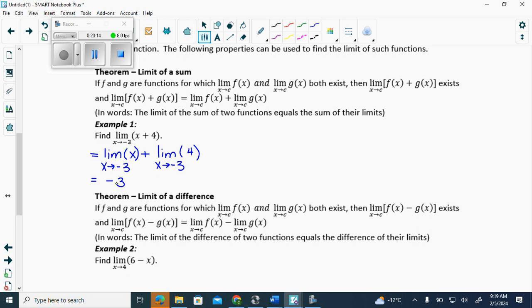The limit as x approaches negative 3 of 4. 4 is a horizontal line at y equals 4. What's the value of y always going to be? 4. So when you take the limit of a constant function, it is what that value is. Because at negative 3, it's going to be 4. At 7, it's going to be 4. At positive infinity, it's going to be 4. At negative infinity, it's going to be 4. It's a horizontal line at 4, right? So it's just going to be plus 4. And so we get 1. Done. So what does that mean? That means I have a line. It is x plus 4, correct? At negative 3, what's its value going to be?